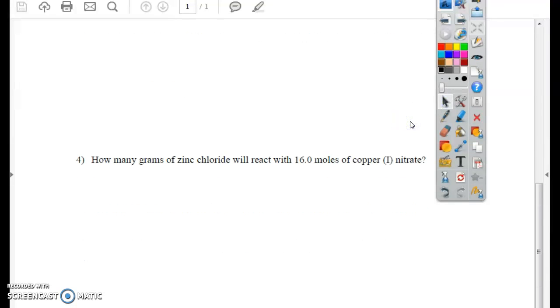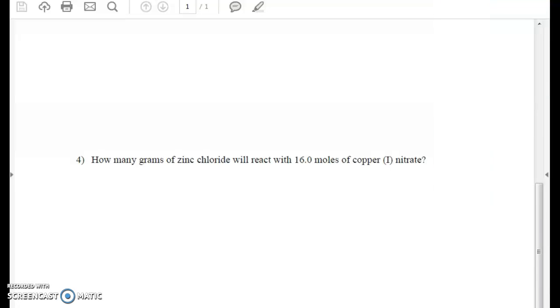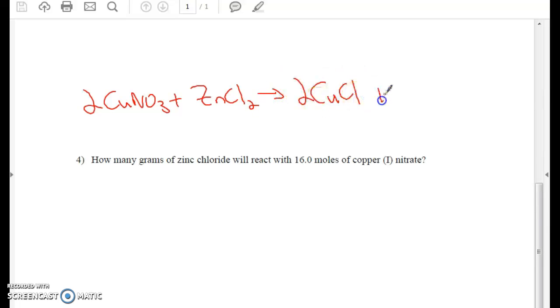it's working off of the same equation, so I'm going to write that down again real quick. We have 2CuNO3 plus zinc chloride goes to, I believe it was, 2 moles of copper chloride and zinc nitrate. So it is balanced. Now, this problem is telling you how many grams of zinc chloride will react with 16 moles of copper 1 nitrate. So, switch it up a little bit.